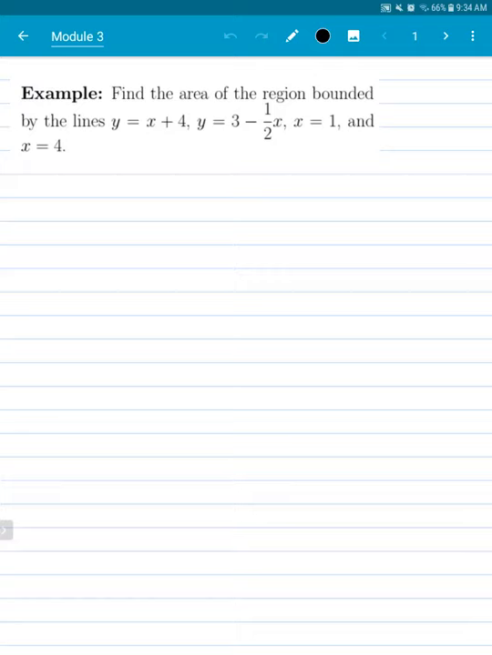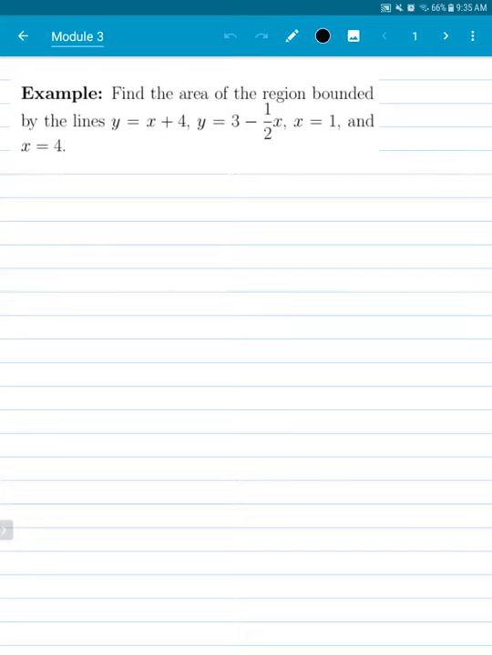So let's start. Find the area of the region bounded by the lines. There are actually 4 lines given in the problem. 2 are slanted lines with non-zero slopes: y equals x plus 4, slope is 1, and y equals 3 minus 1 half x, slope is negative 1 half. And then the vertical lines x equals 1 and x equals 4.